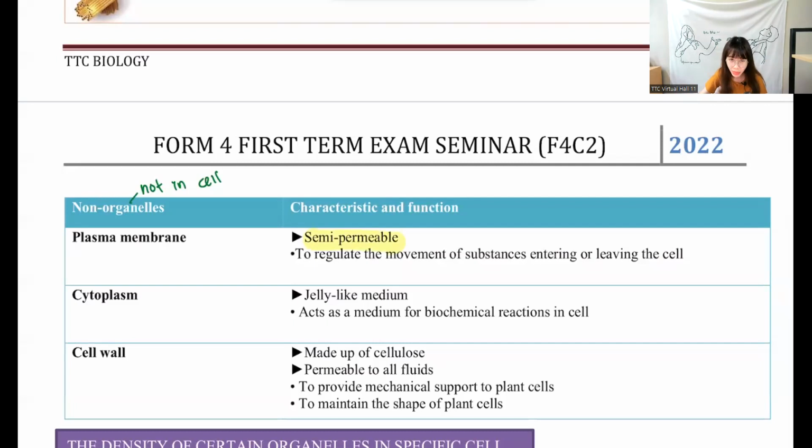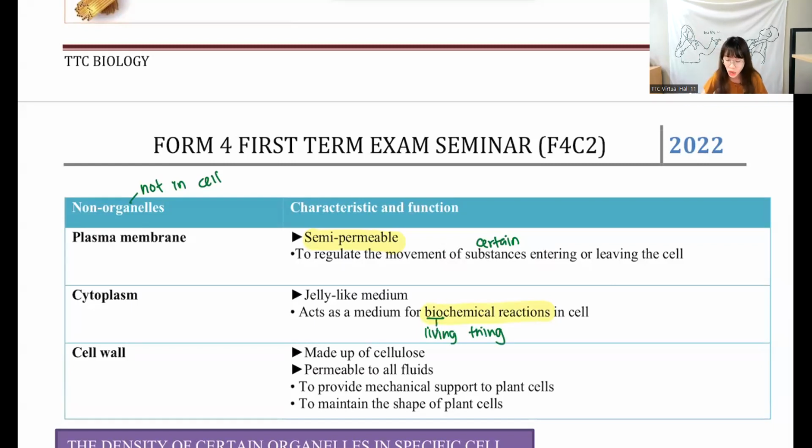So the function of the plasma membrane is to regulate movement of certain substances from entering or leaving the cell. This is semi-permeable. Now, cytoplasm is a jelly-like medium, an area for them to carry out biochemical reactions. What does biochemical reaction mean? Bio means living things, right? Chemical means chemical reaction. So it's a chemical reaction that happens in a living thing. We call this a biochemical reaction. So whatever happens in the cell is called a biochemical reaction.